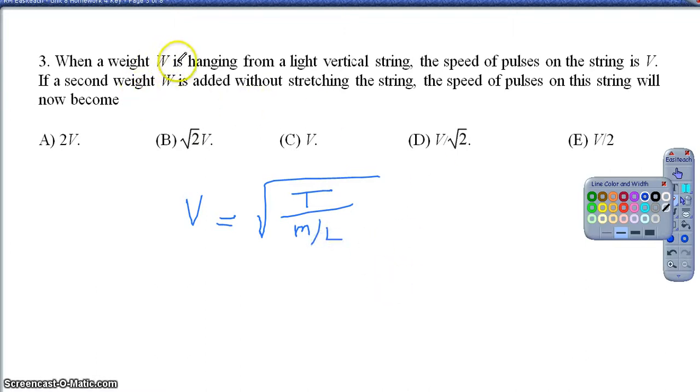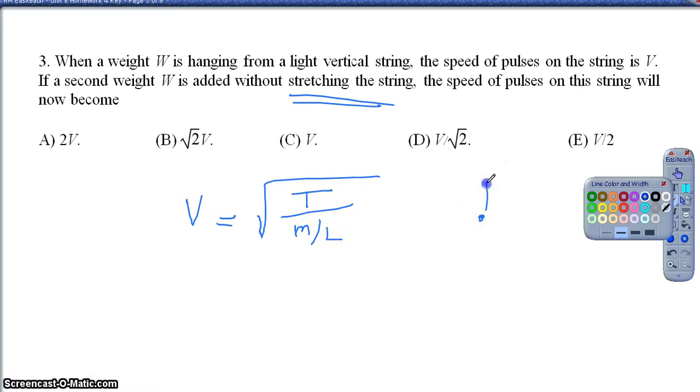So they tell us that all of a sudden we've added a second weight, right? A second weight of W is added without stretching the string. And that part's important because if the string doesn't stretch, then the mass and the length of the string are not changing. So this is a constant number. So by doubling the weight, the only thing that I'm changing is I'm increasing the tension, right?